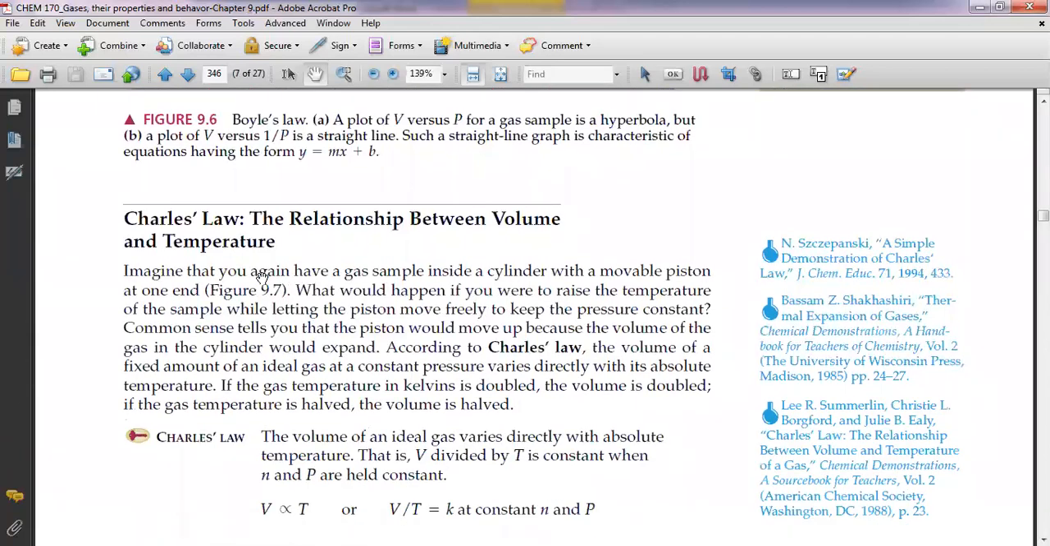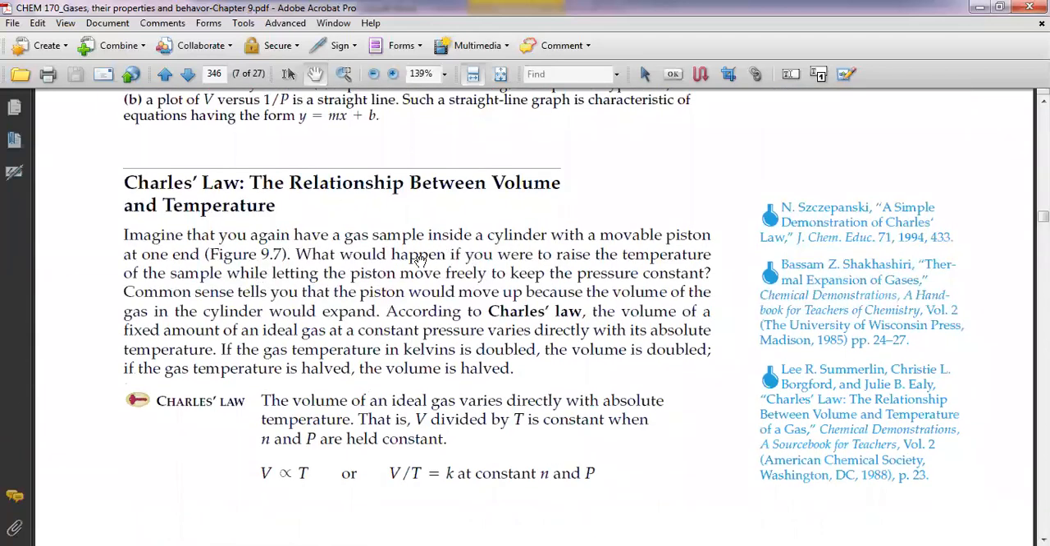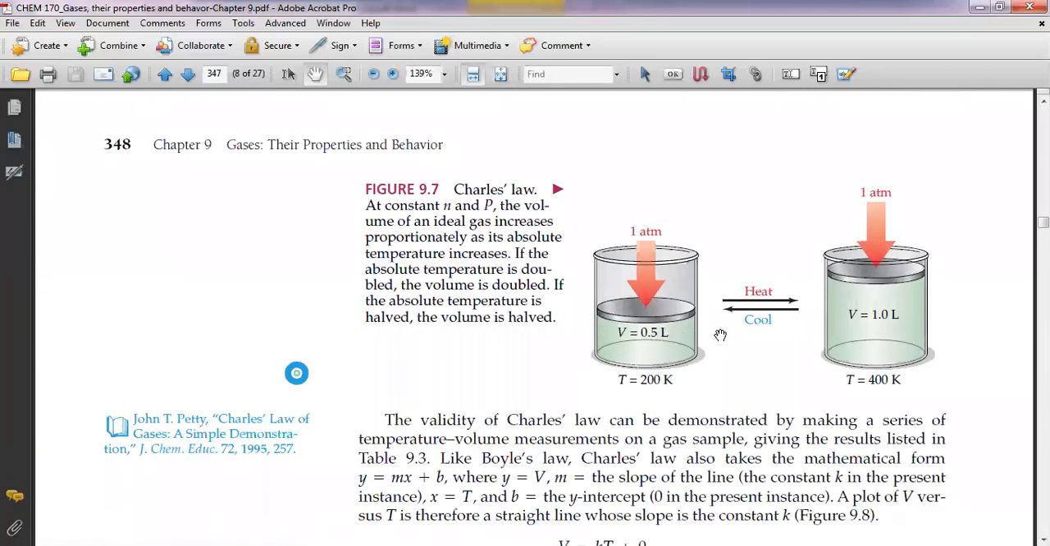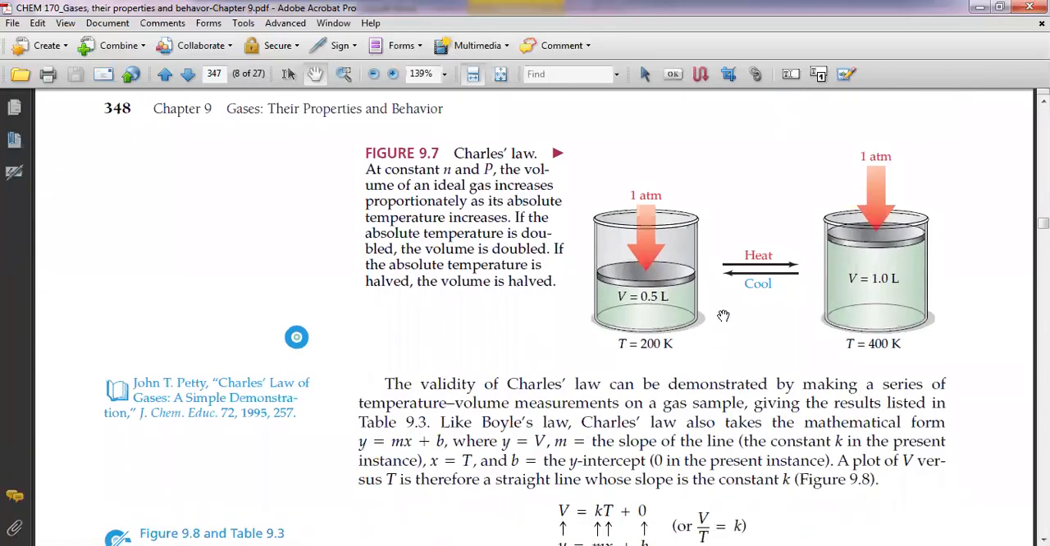So now move to Charles law. Charles law is simply that the volume is proportional to the temperature. That means when you increase the temperature, volume is going to increase, but at constant number of moles and pressure. So there is a representation for Charles law as well. Very simple. That means the pressure is constant.